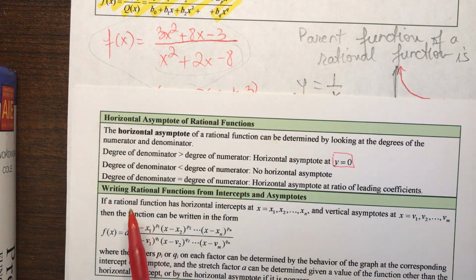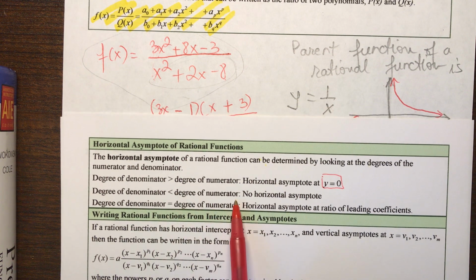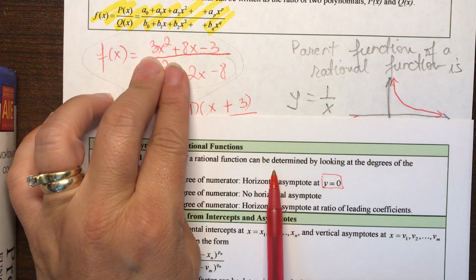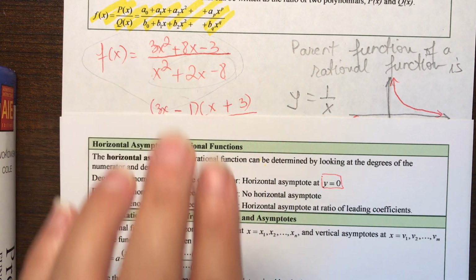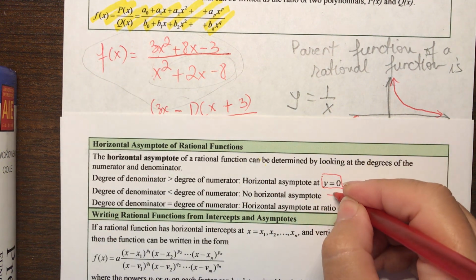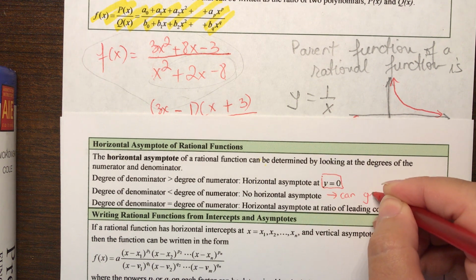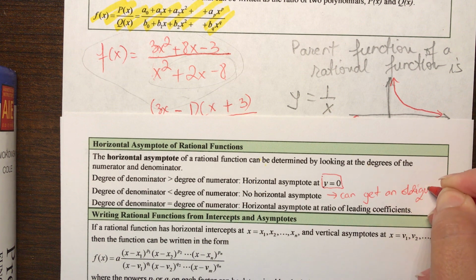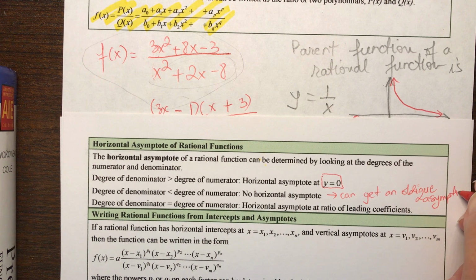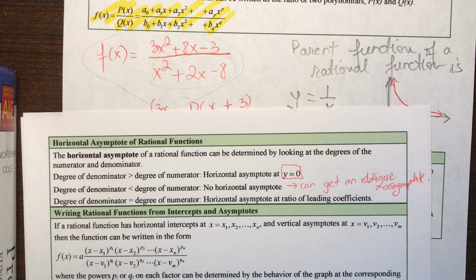Now, if the degree of the denominator is less than the degree of the numerator, in other words, the top is higher degree, then you do not have a horizontal asymptote. In fact, you can get what we call an oblique asymptote, which we're not going to worry about. But I'm reminding you because I know you've done that.